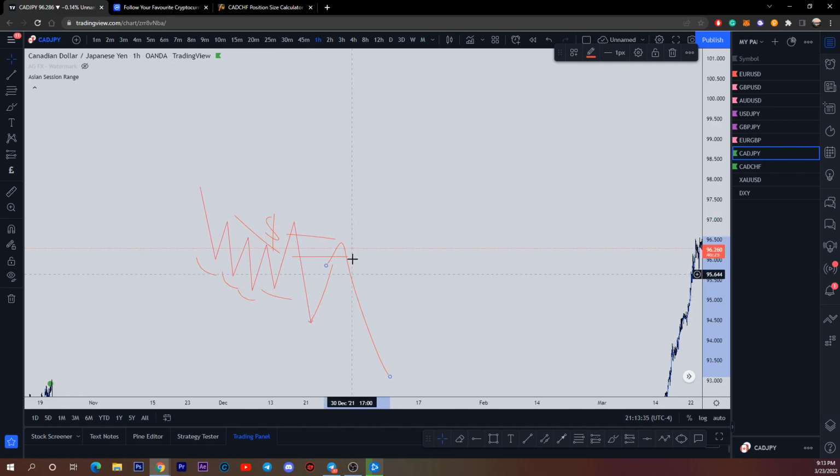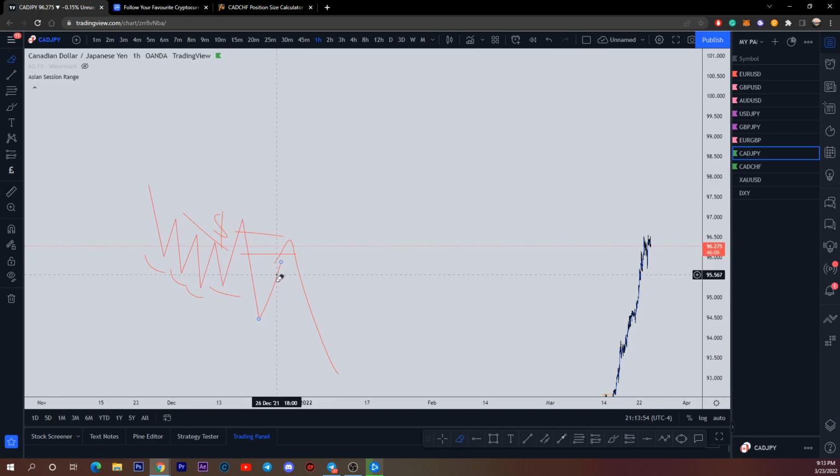How do you spot this? It's the same thing as the distribution, right? You want to see who's in control of the market. You want to see, before this UTAD, or not UTAD, I'm sorry, before this spring happens right here, were we able to invalidate the highs? Look at this accumulation right here.